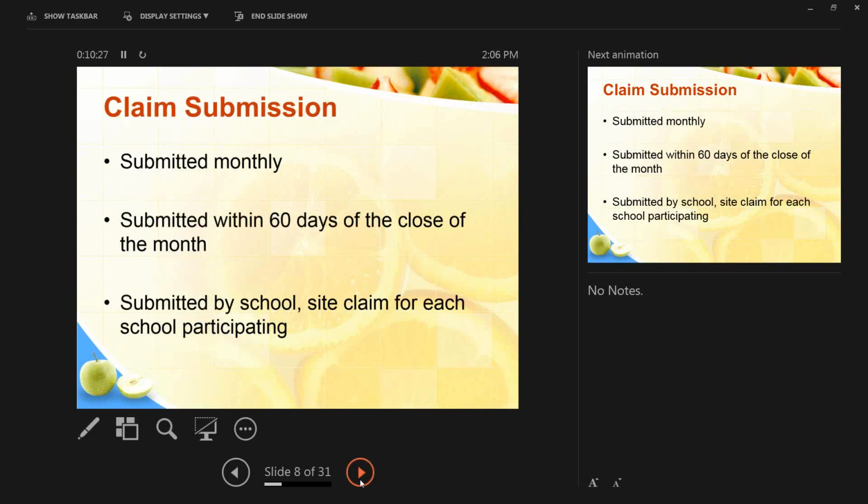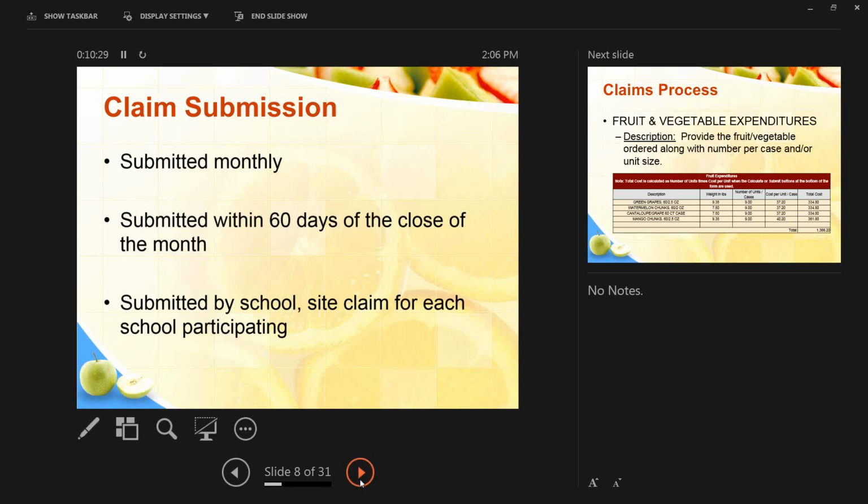So to first think about some basics, claims are submitted monthly, and that captures 1 month's worth of expenses. They're submitted within 60 days of the close of the month. So for the September claim, you would have 60 days from the 1st of October to get that claim in. And you submit a claim by each school. So that's the site claim for each school participating.